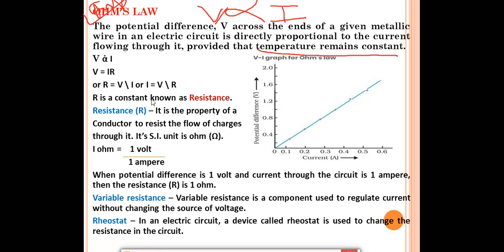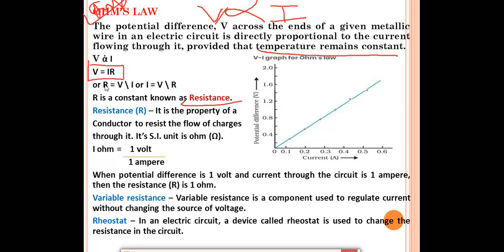If we remove this proportionality sign, we get a constant. V is equal to IR, where R is our constant, known as the proportionality constant, and the name of this constant is resistance. R is known as resistance and it is a constant. This formula, V = IR, is known as the Ohm's law formula, the mathematical form of Ohm's law, where V is potential difference, I is the current and R is the resistance.